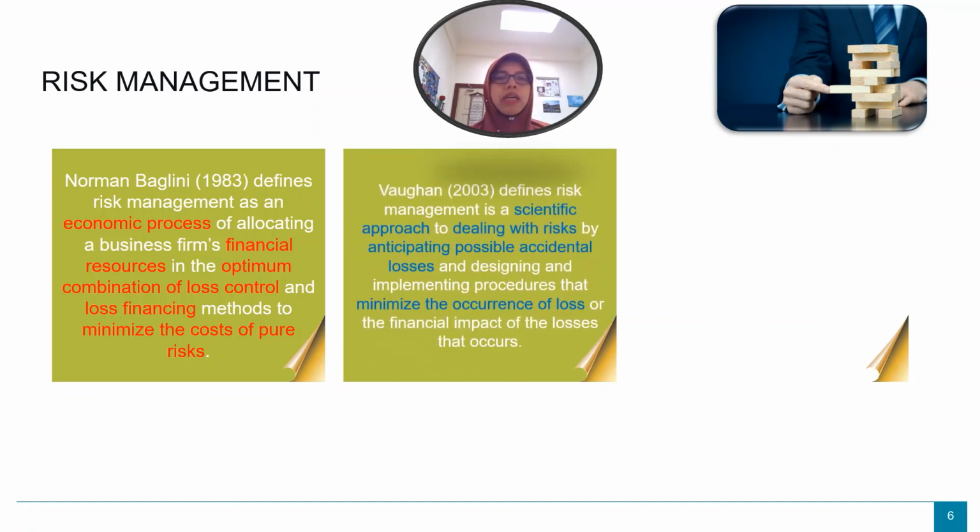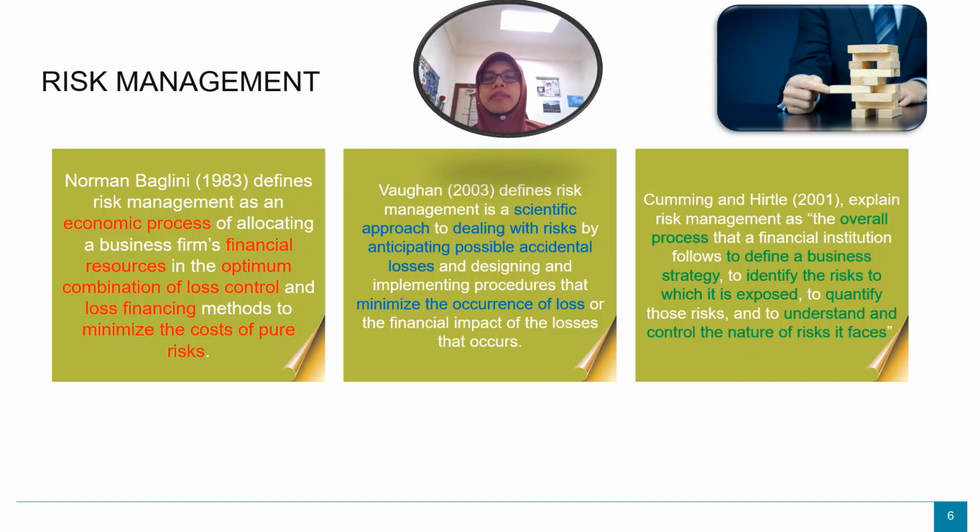Okay, second one is Vaughan. Vaughan 2003 defines risk management as a scientific approach to dealing with risk by anticipating possible accidental losses and designing and implementing procedures that minimize the occurrence of loss or the financial impact of the losses that occur. So according to Vaughan, it's a scientific approach on how to deal with risk, by anticipating any possibilities, any likelihoods of accidental losses. Once we are able to identify the possibility of losses, we design and implement the procedures to overcome that. Why? In order to minimize the occurrence of loss or to minimize the financial impact of the losses that occur.